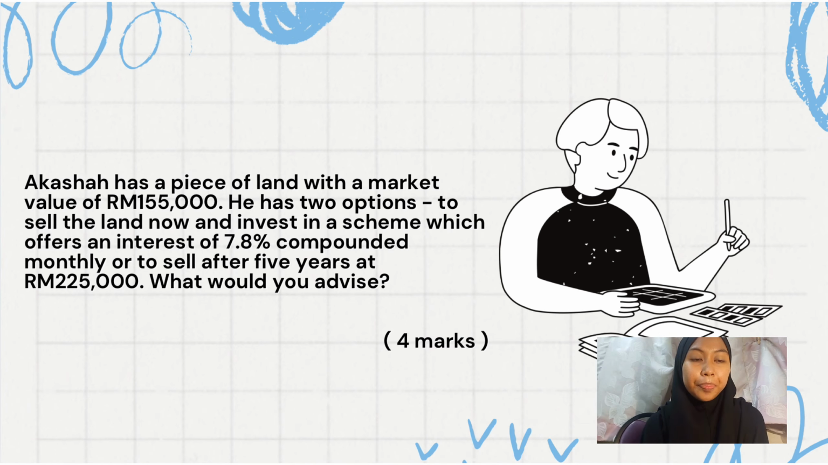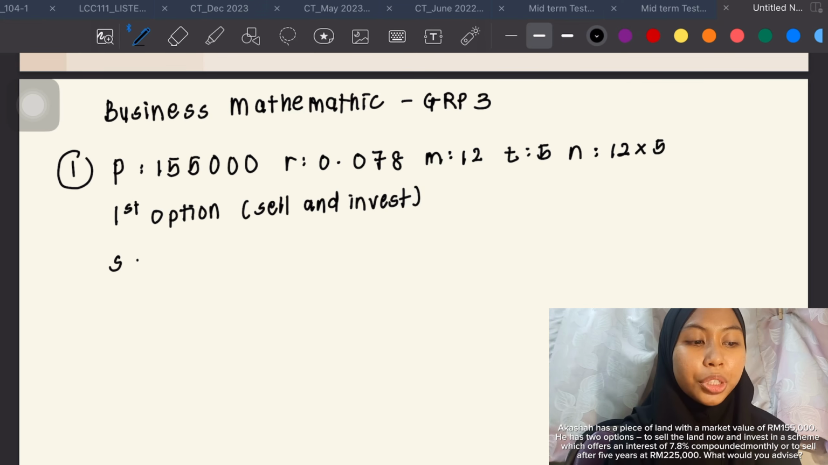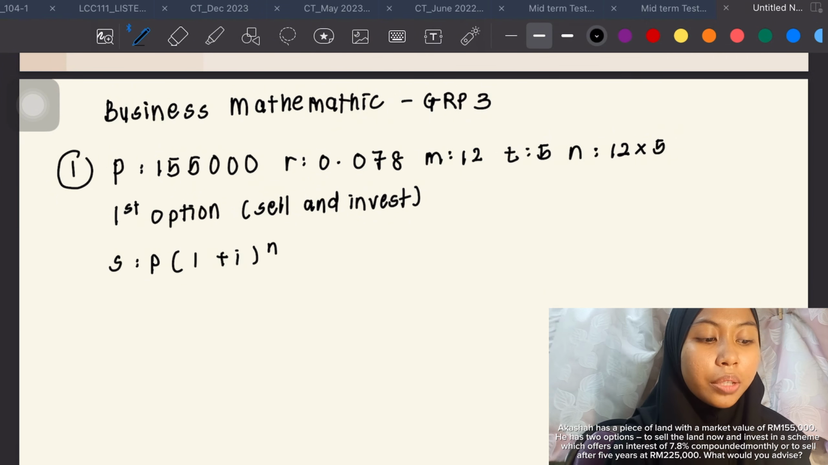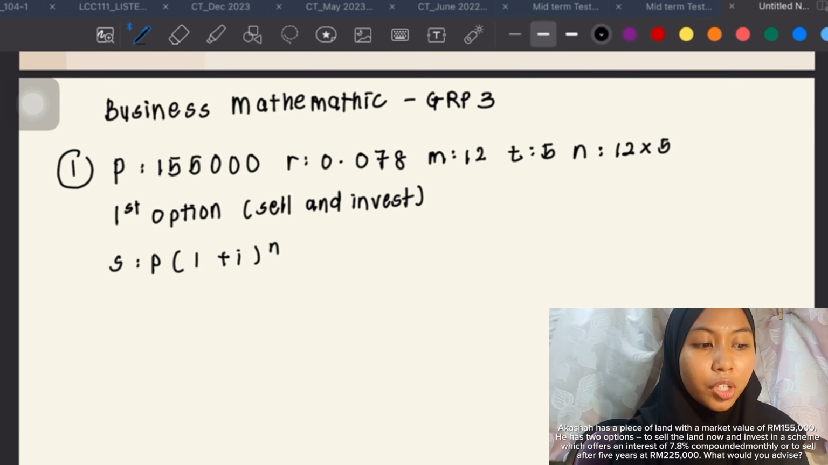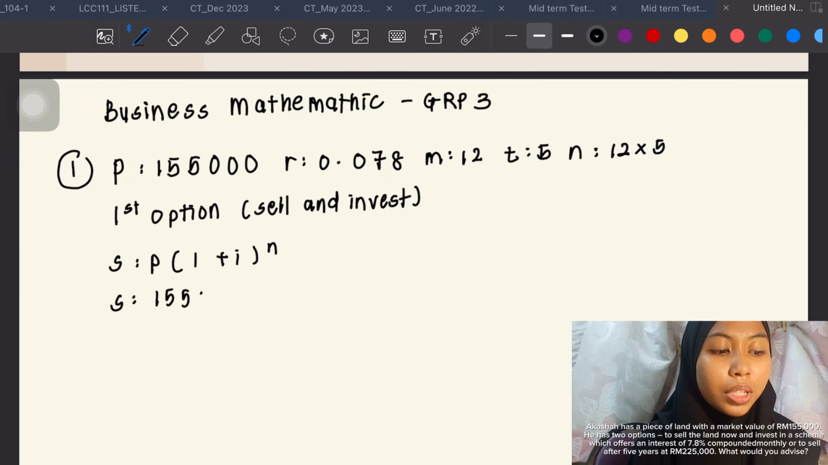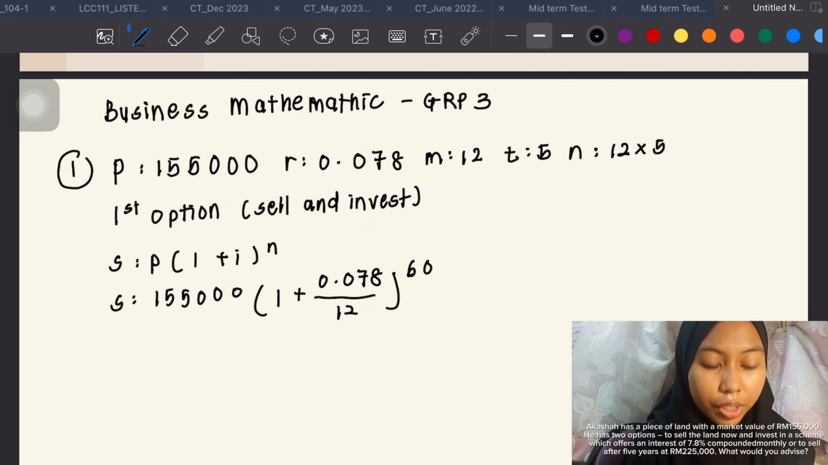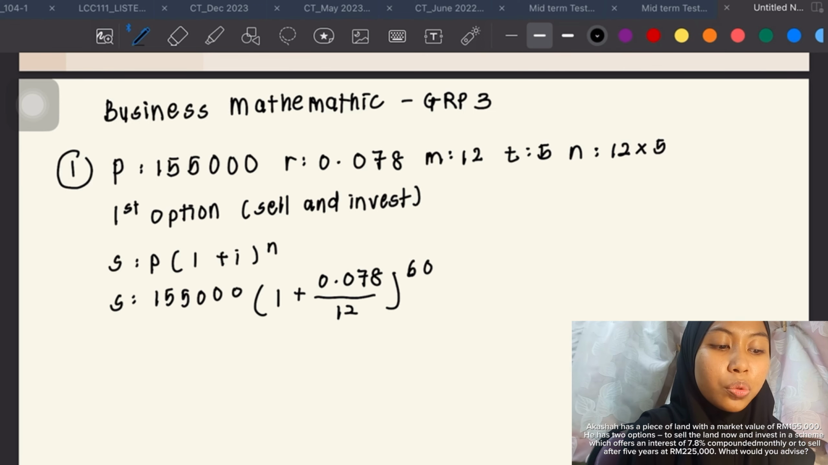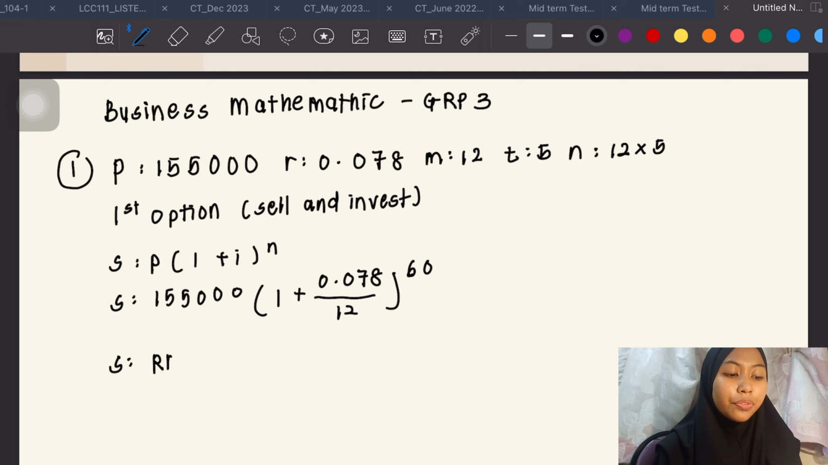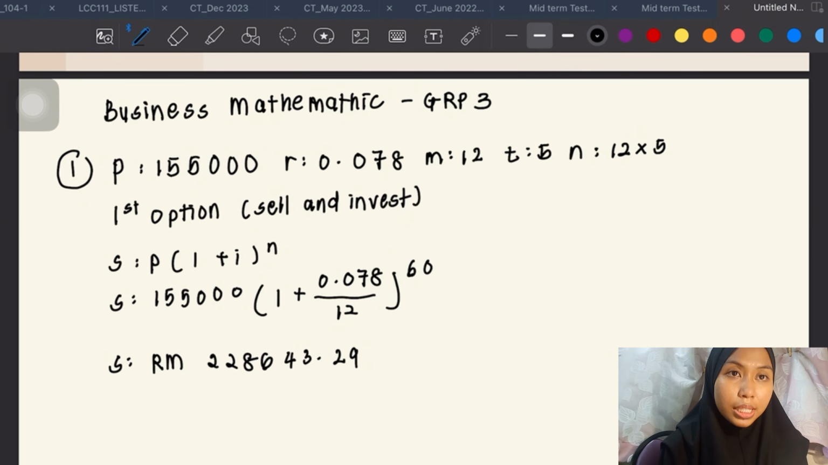Go through with question number 1. For option 1, we use the formula S equals P(1 + i)^n. P is 155,000, r equals 0.078, m equals 12, t equals 5 years. So n equals 12 multiplied by 5, equals 60. The answer for S is 228,643 ringgit and 29 cents.